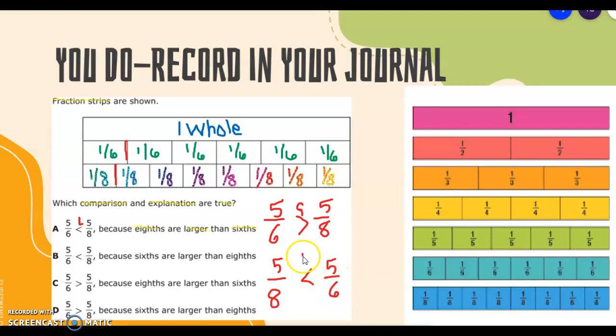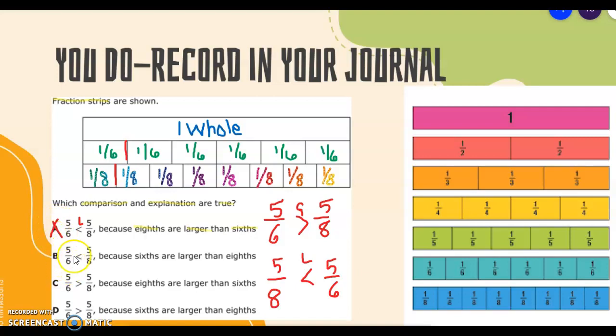So I am looking for either one of these equations, but it has to be the correct statement, the correct explanation to why it is true. So for this one, it's incorrect all around because 5/6 is not less than 5/8, and eights are not larger than 6. So I can eliminate this answer choice.